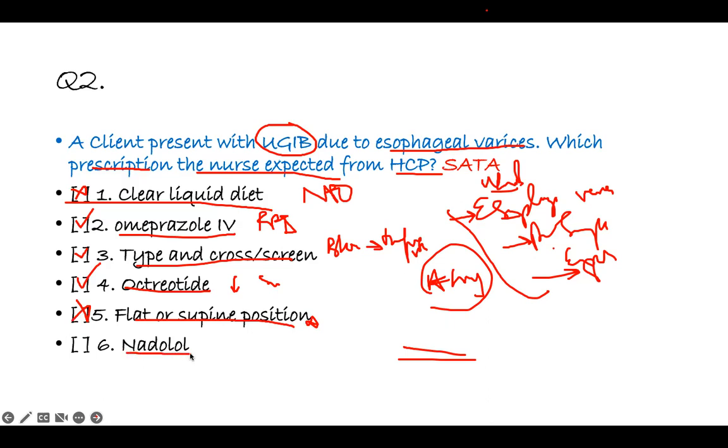And then nadolol. This is a beta blocker. So we give patients with esophageal varices a beta blocker. And the beta blocker that we use is a non-selective beta blocker. And there's only two you should know, propranolol and nadolol. So this is right. So you have 6, 4, 3, 2 as the answers.